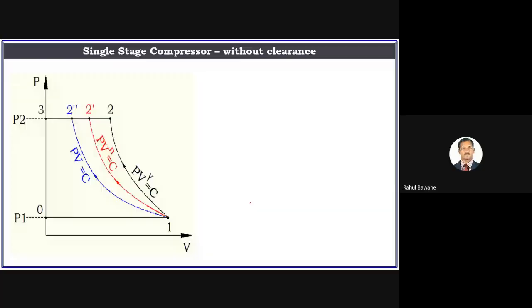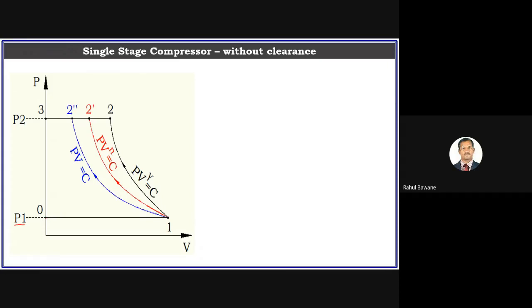So this is a PV diagram of a single stage compressor where intake pressure is P1, so obviously it is atmospheric pressure, and delivery pressure is P2. The piston is at zero, that means it is exactly at top dead center, and the piston top is touching the cylinder head top. That means there is zero clearance.